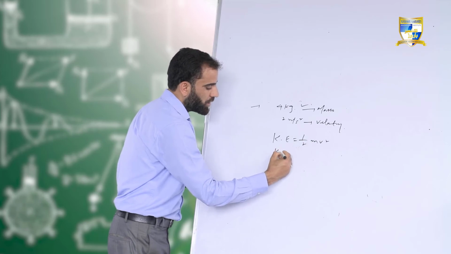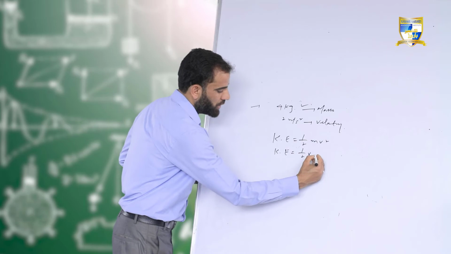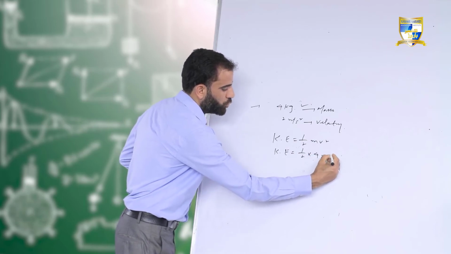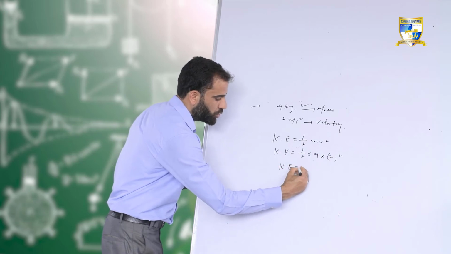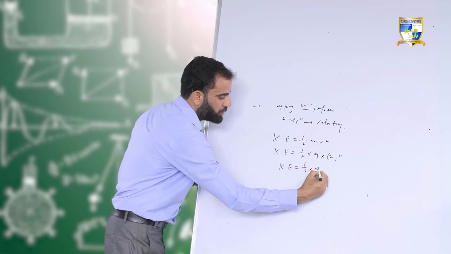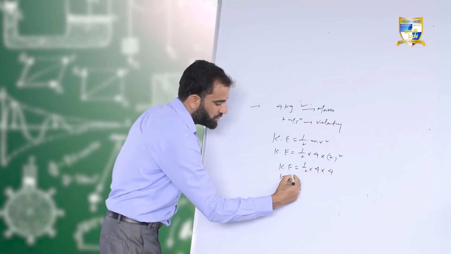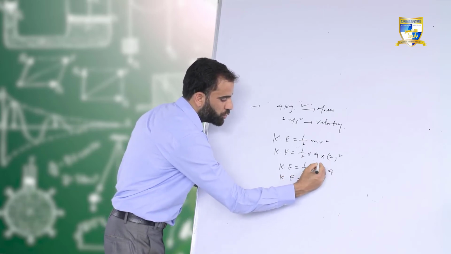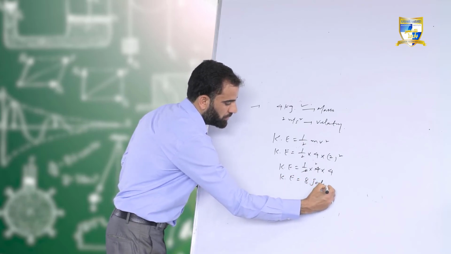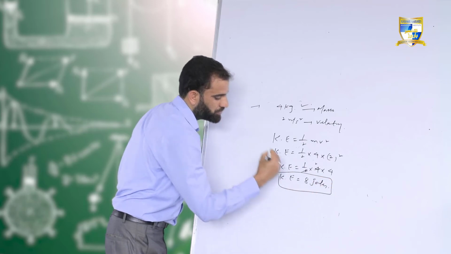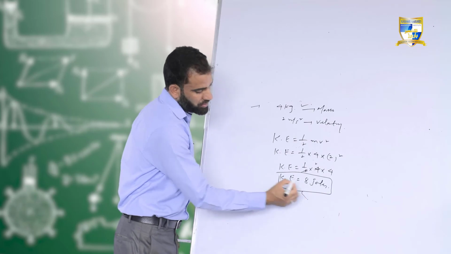We know that kinetic energy equals 1/2 mv². That is, kinetic energy equals 1/2, what is m here? 4 kg. What is the velocity? 2 meters per second. It will become kinetic energy equals 1/2 multiplied by 4, multiplied by 2 squared, that is 4. Kinetic energy equals 1/2 of 16, which is 8 joules. So kinetic energy is 8 joules.